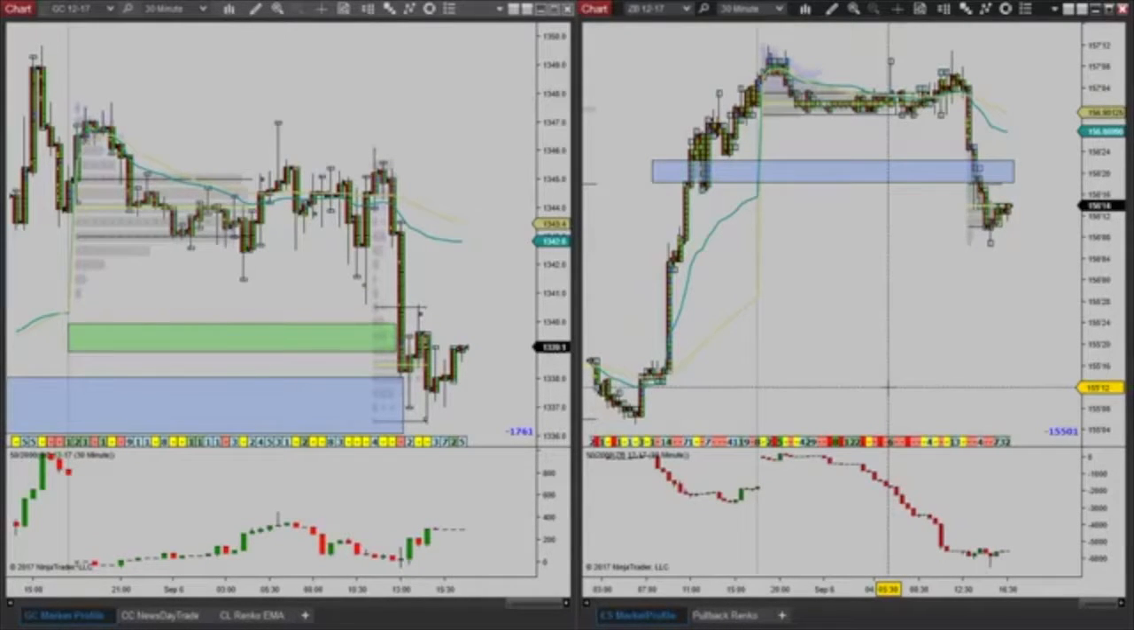I don't just trade these four. I trade the S&P, I trade crude, I trade the euro, I trade the yen, the NASDAQ, sometimes even the Russell, and many other contracts.